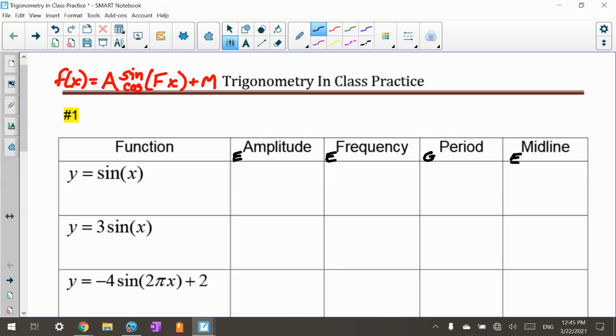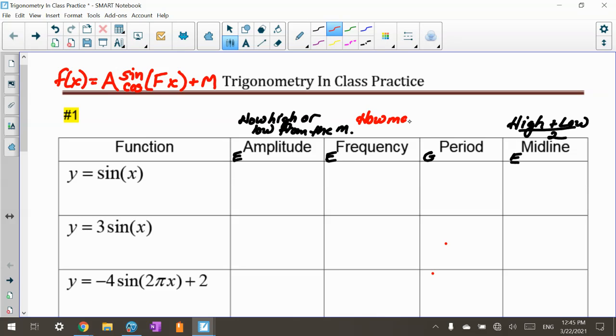So the amplitude is how high or low the graph goes from the midline. The midline is the high plus the low of your graph divided by 2. Your frequency is how many curves you see in 2 pi. And the period is how long it takes you to see one.